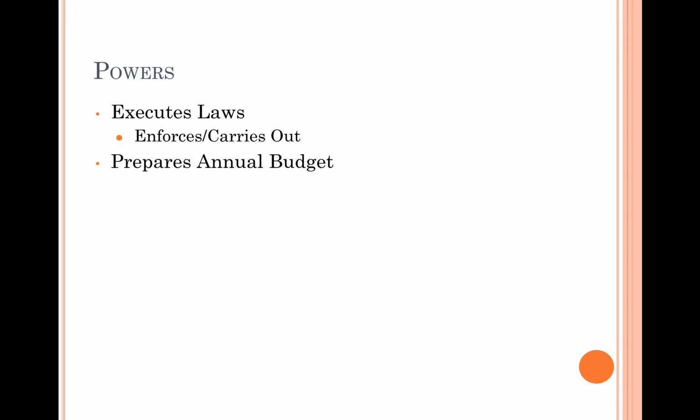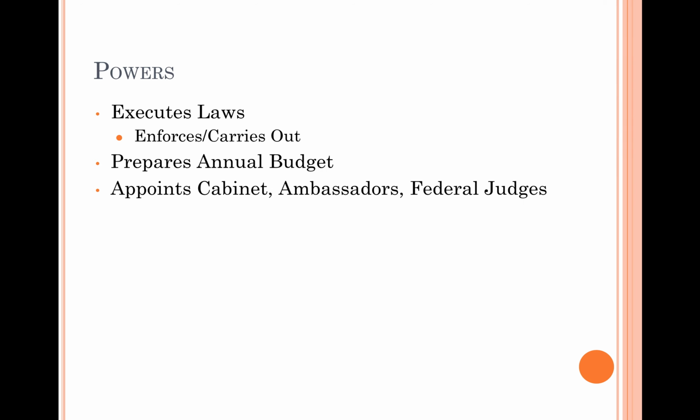He prepares the annual budget. This is like what he thinks money should be spent on in the United States. He appoints a cabinet, ambassadors, and federal judges. Again, we talked about what the cabinet is. We'll focus on it on another day. Ambassadors are those people that represent the United States in other countries.